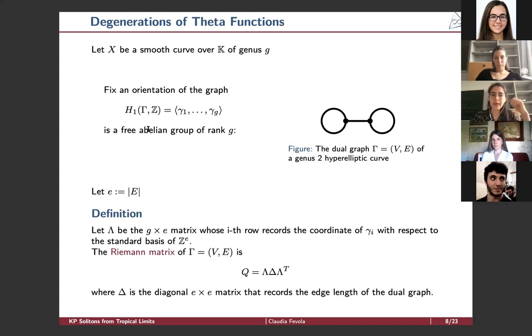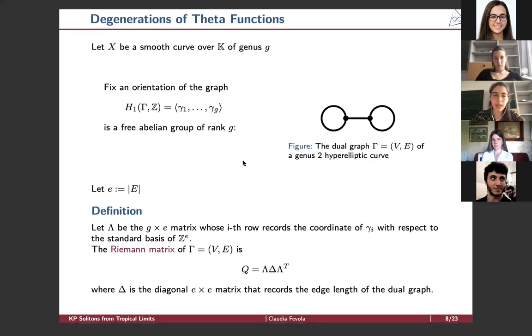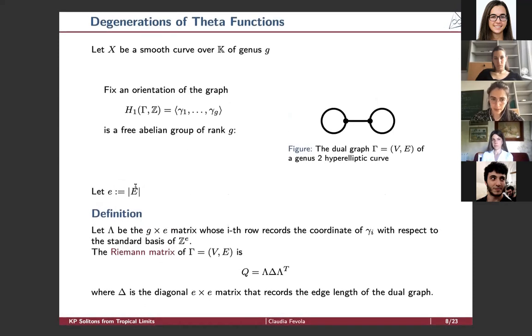And this will be a free abelian group of rank G, and thence we can compute a basis of such a group. And if we call E the number of edges of the graph, we can define the matrix lambda to be the G by E matrix, where in each row we record the coordinates of gamma I, so of an element in a basis with respect to the standard basis of Z to the E.